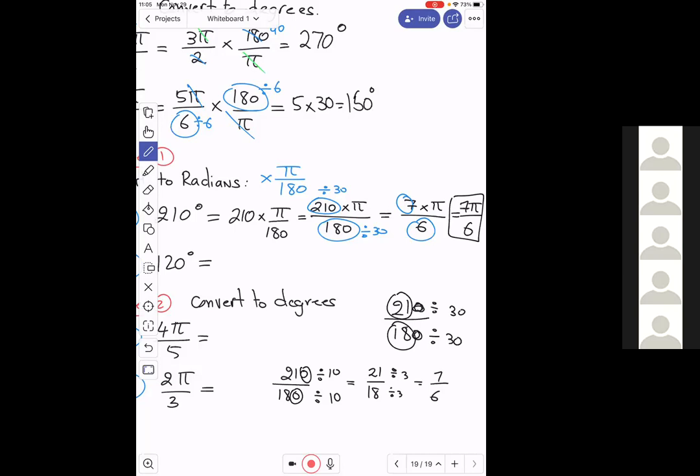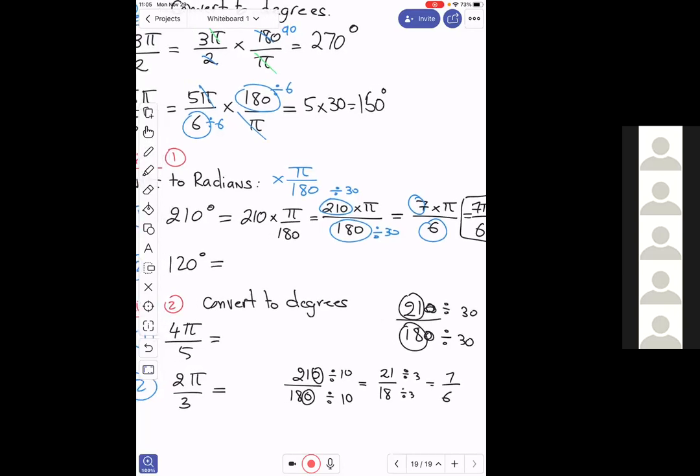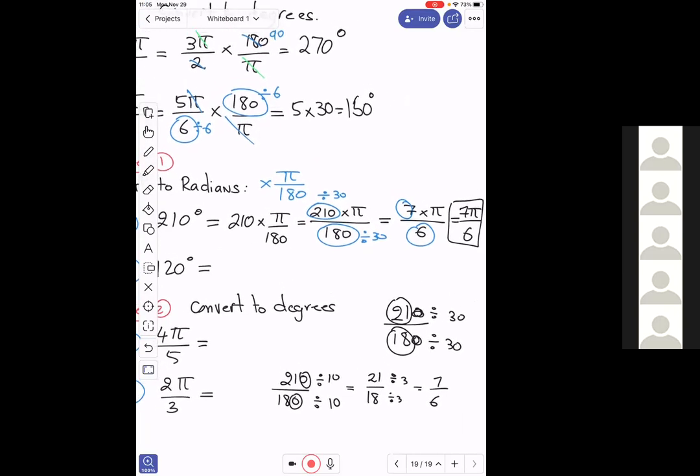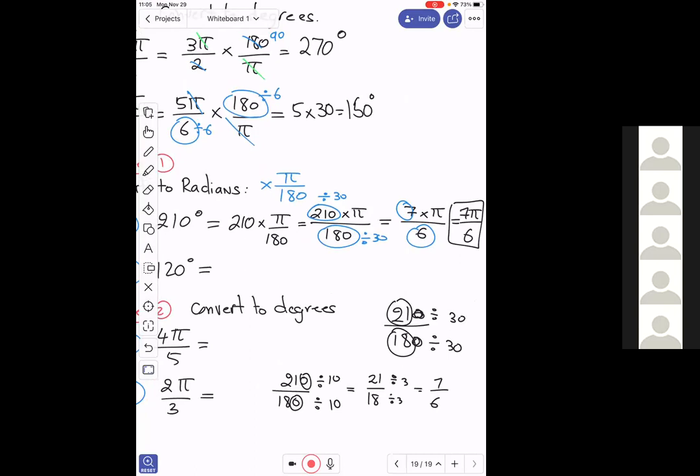So 210 over 180, you can divide first by 10, and then you can see that both are divisible by 3. So that's 7 pi over 6. So you keep the pi, don't divide the 7 by 6. If you cannot reduce a fraction, then that will be your final answer. And then, let me just erase this thing here.